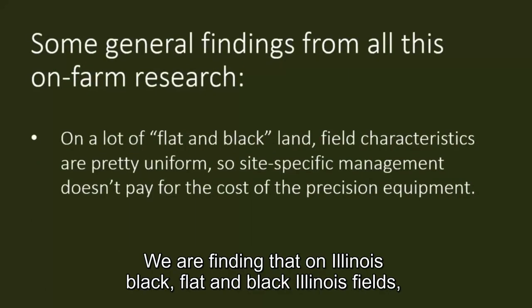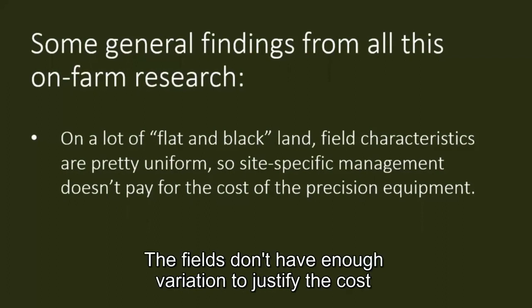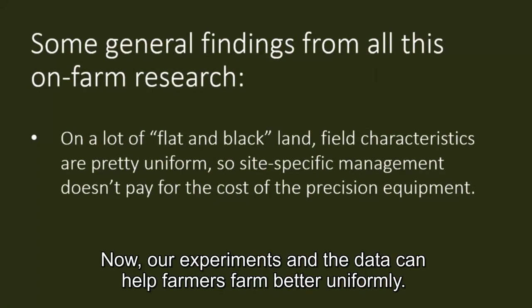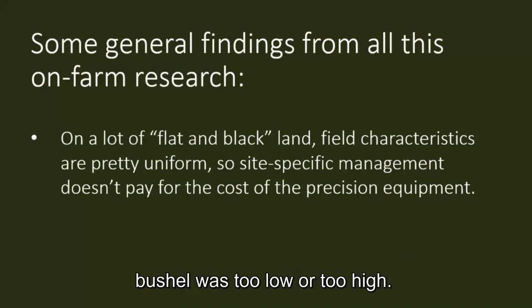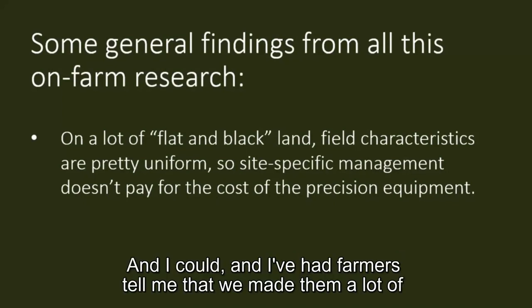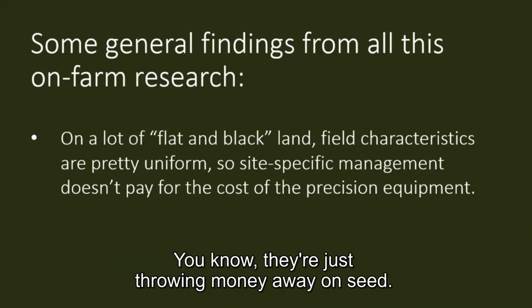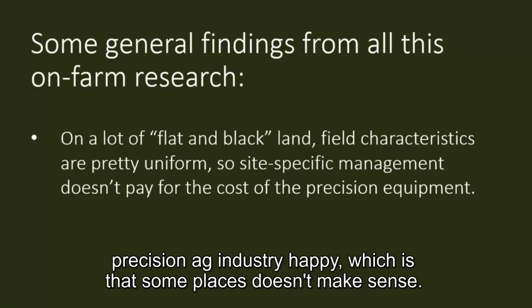We are finding that on flat, black Illinois fields, precision agriculture doesn't pay off very often. The fields don't have enough variation to justify the cost of variable rate technology. Now, our experiments and the data can help farmers farm better uniformly. They can say, oh, that soybean rate, 80,000 seeds, was too low or too high. I've had farmers tell me that we made them a lot of money because they did a couple of years of soybean seed rate trials and they were just overseeding, throwing money away on seed. So what we're finding is not necessarily something that makes the precision ag industry happy, which is that in some places it doesn't make sense.